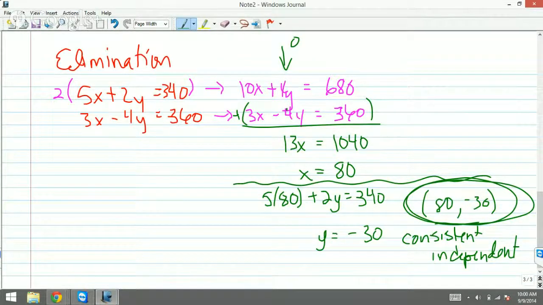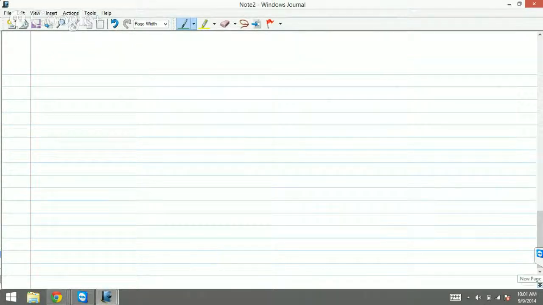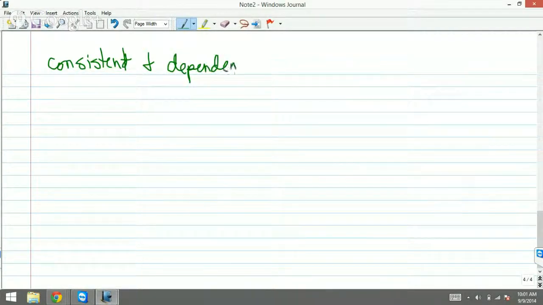Consistent and independent. Again. I'll show you. Okay. What's the other way of writing it? If it's not consistent or dependent, it would be. I will show you. Oh, okay. By popular demand, I will change the script. Why? Consistent and dependent.